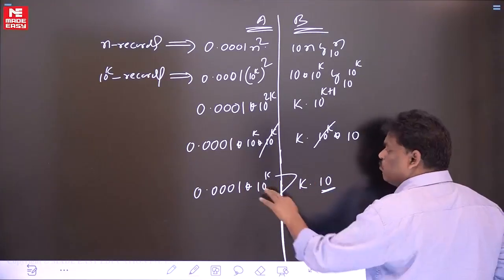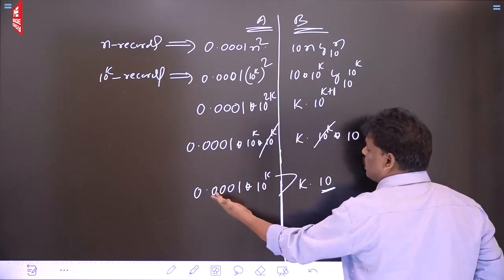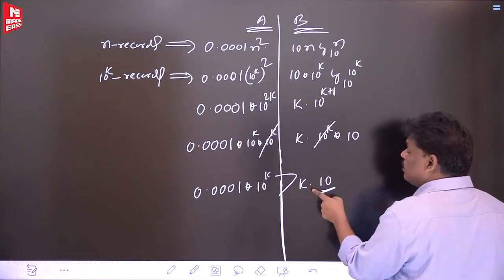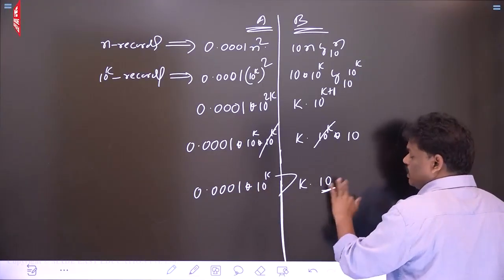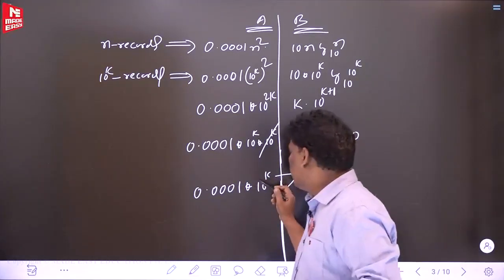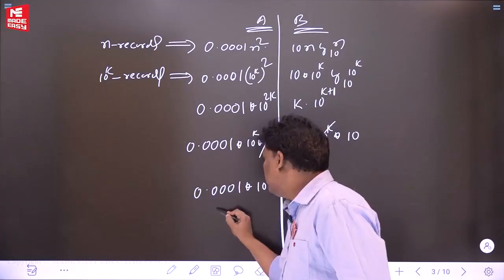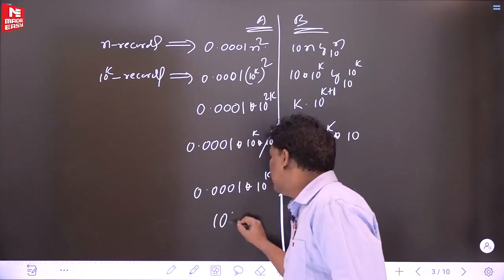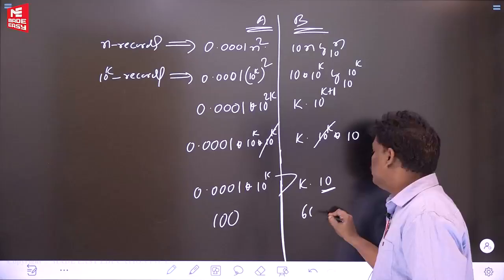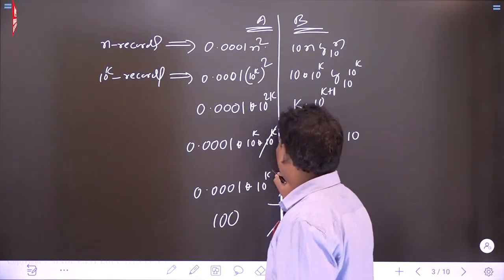So 4 is also not okay. If I keep 5, multiply by 10 power 5, what is the answer? 1 zero will be added here. It is going to be 10 point something, and I think 50. Then also this side is not bigger, this side is bigger. So if the K value is 6, multiply this entire thing by 10 power 6, 2 more zeros will be added, it will become 100. If the K value is 6, this will become 100, and the other side will become 60. So then this side will be bigger. Smallest K value, I think K value 6 will be the answer.